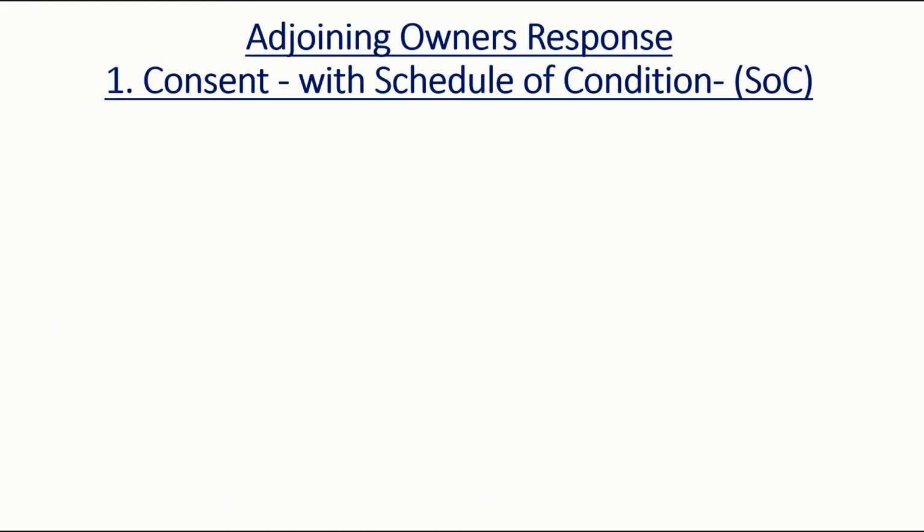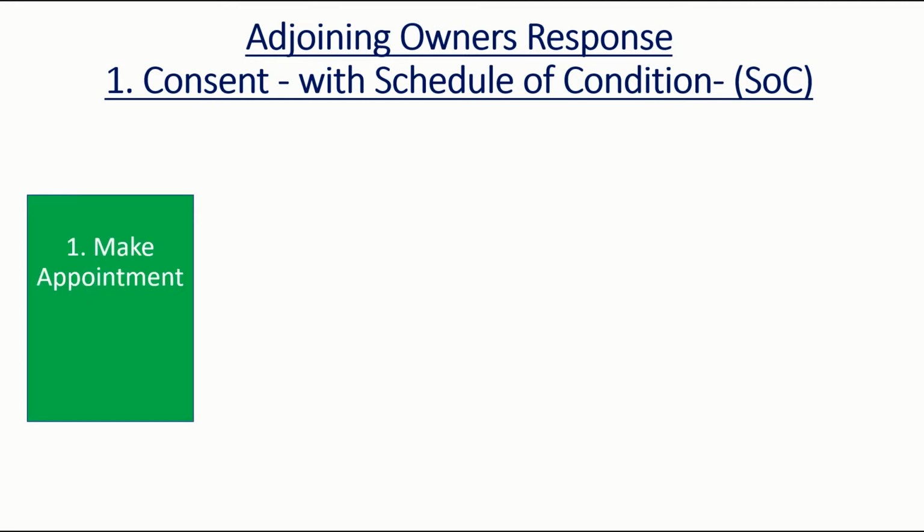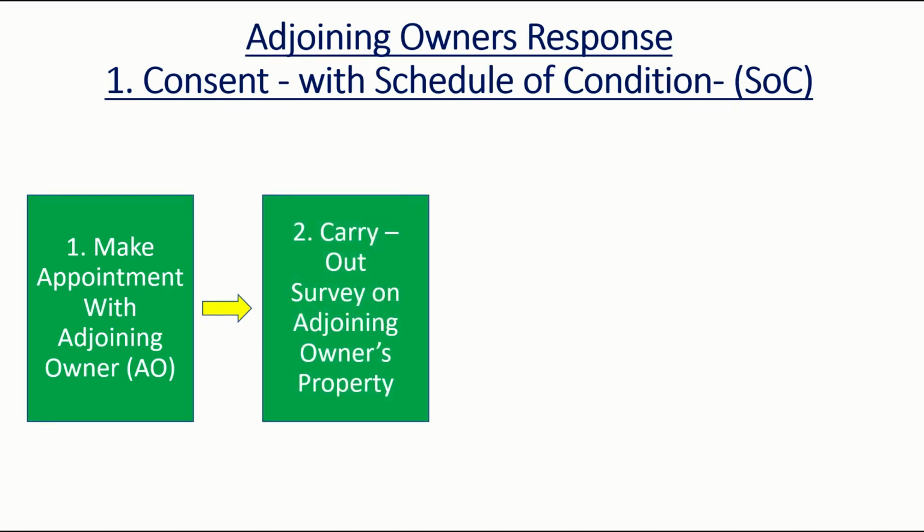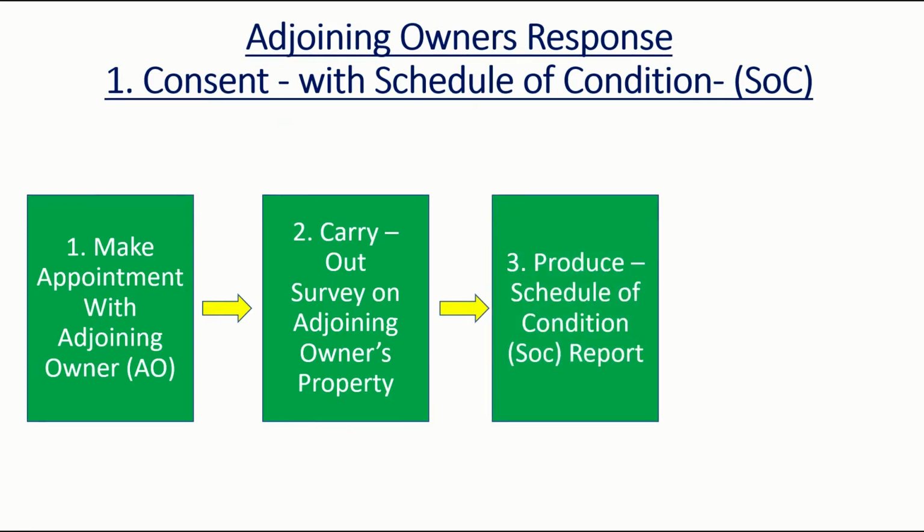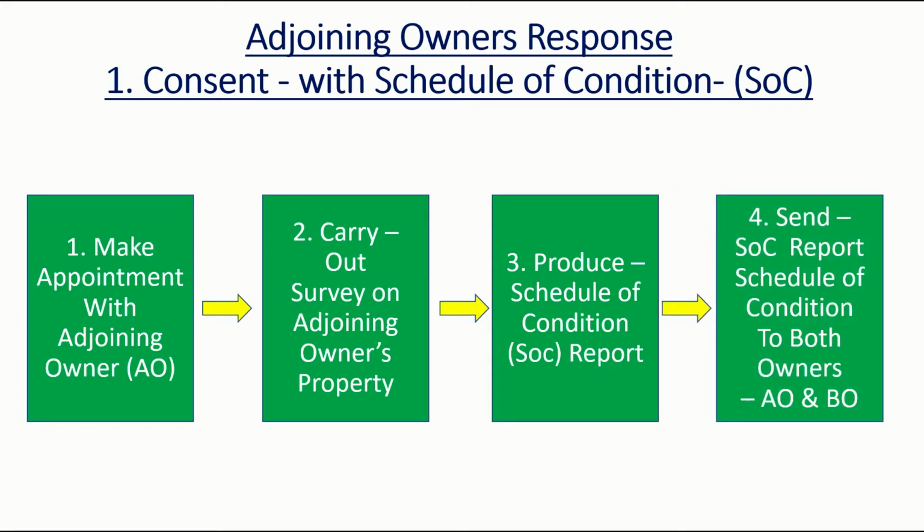Where the adjoining owner has consented with a schedule of conditions, the process is as follows. We make an appointment to view and carry out a schedule of condition on the adjoining owner's property. We carry out this survey. It's largely photographic. The photographs and the survey is held on file in case there's future claims and to avoid malicious and false claims. We also produce a written report known as the SOC report. This report is then sent both to adjoining owners and building owners.